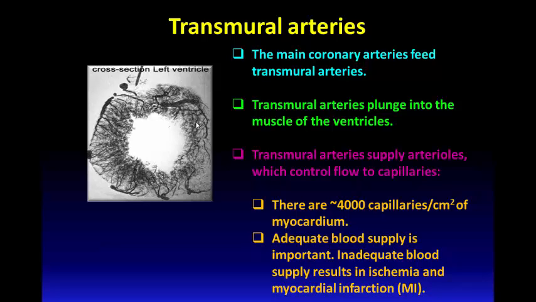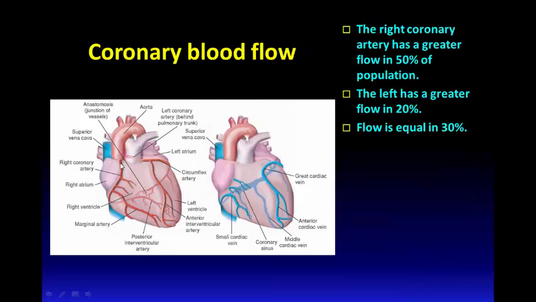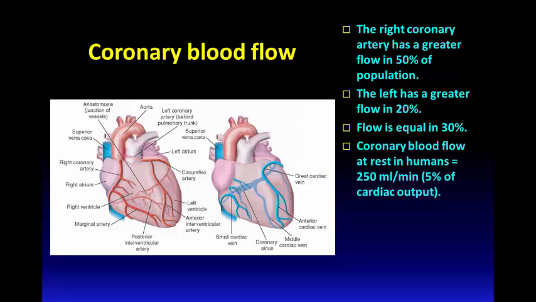Inadequate blood supply to the myocardium results in myocardial ischemia, and when severe, results in myocardial infarction, MI. The right coronary artery has a greater flow in approximately 50% of the population, while the left coronary artery has a greater flow in about 20% of the population, and in the remaining 30% of people, flow is equal in both the left and the right coronary arteries.